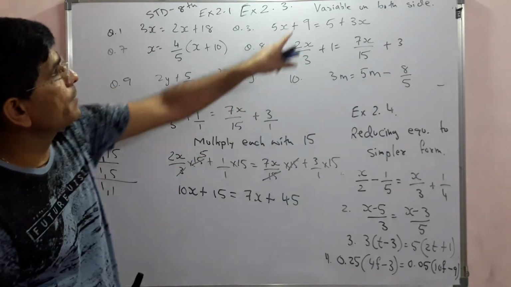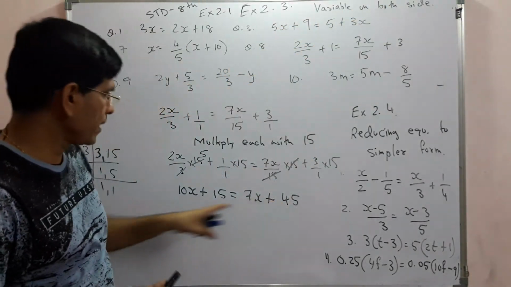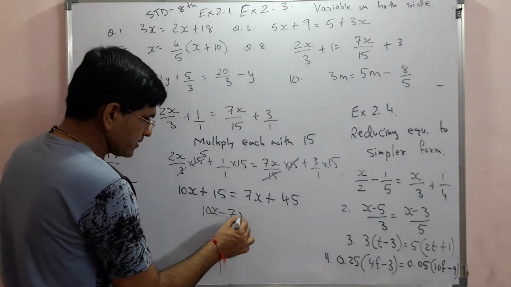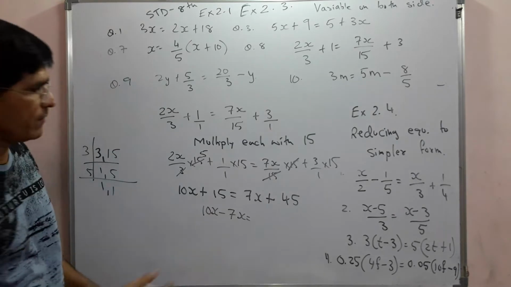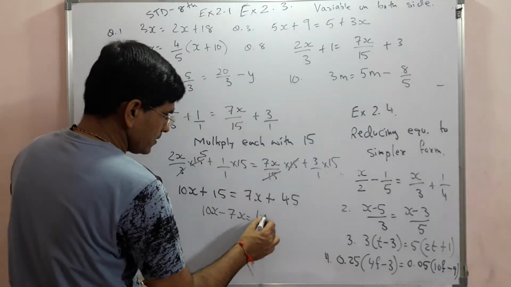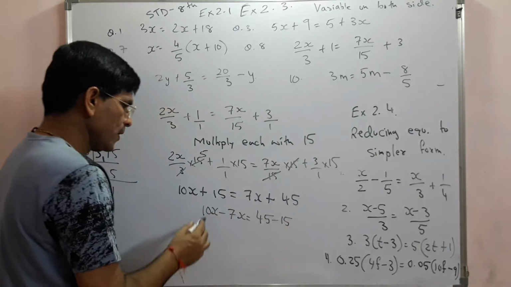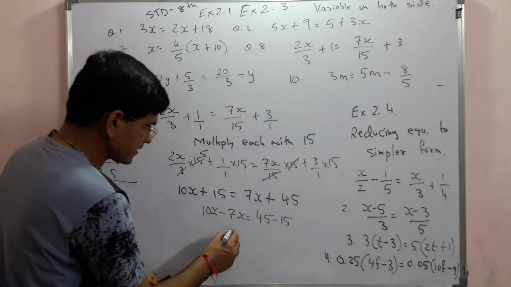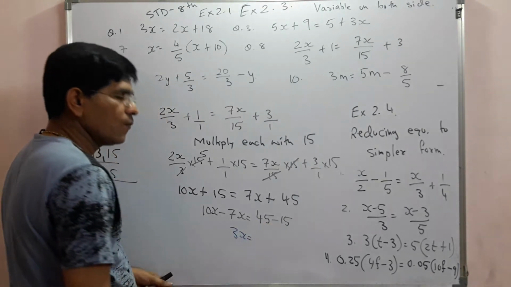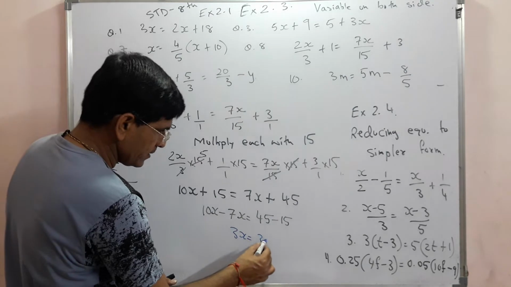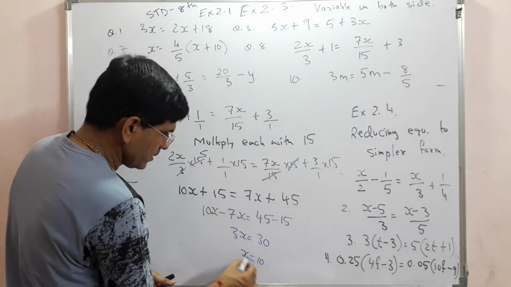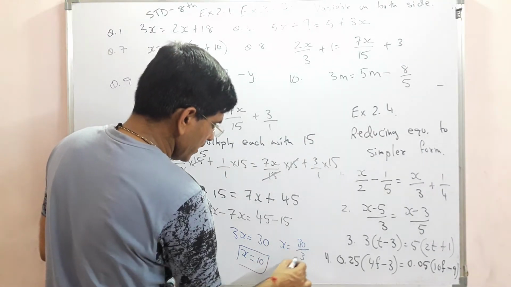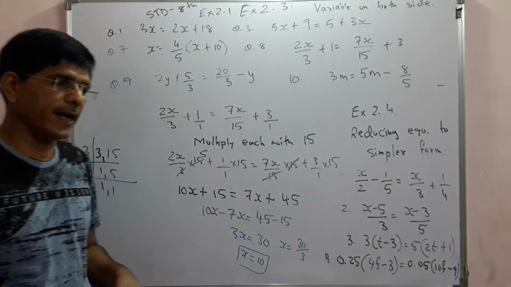Now our concept is variable on both sides. We have to convert so the variable is on only one side, that is 10x minus 7x. When we shift from right to left, the sign changes. So 10x minus 7x, that is 3x. And 45 minus 15, that is 30. So x is equal to 10. How do we get x equal to 10? Because the multiple should be divisible. So x is equal to 10.